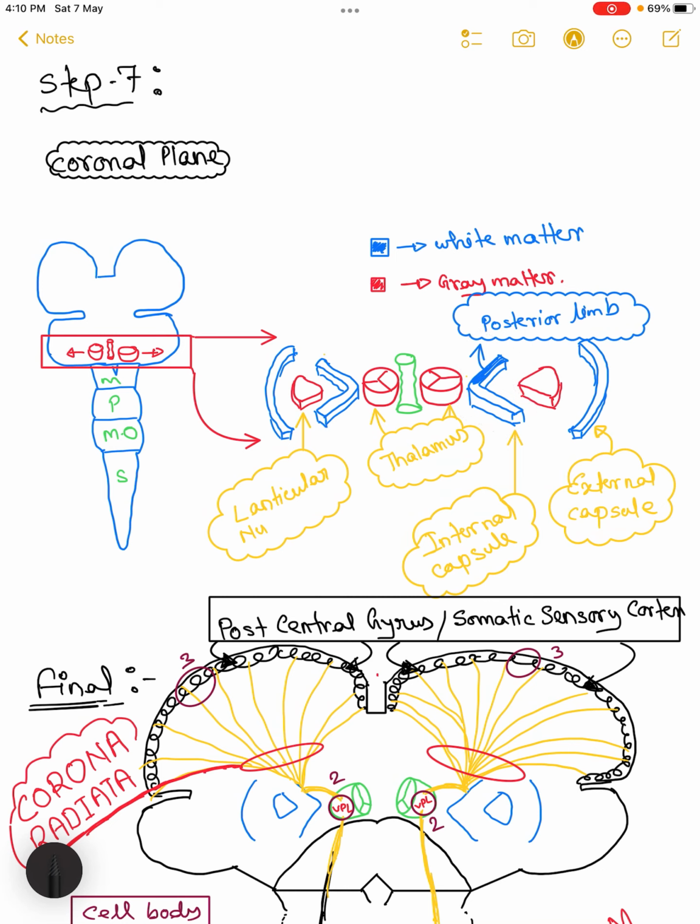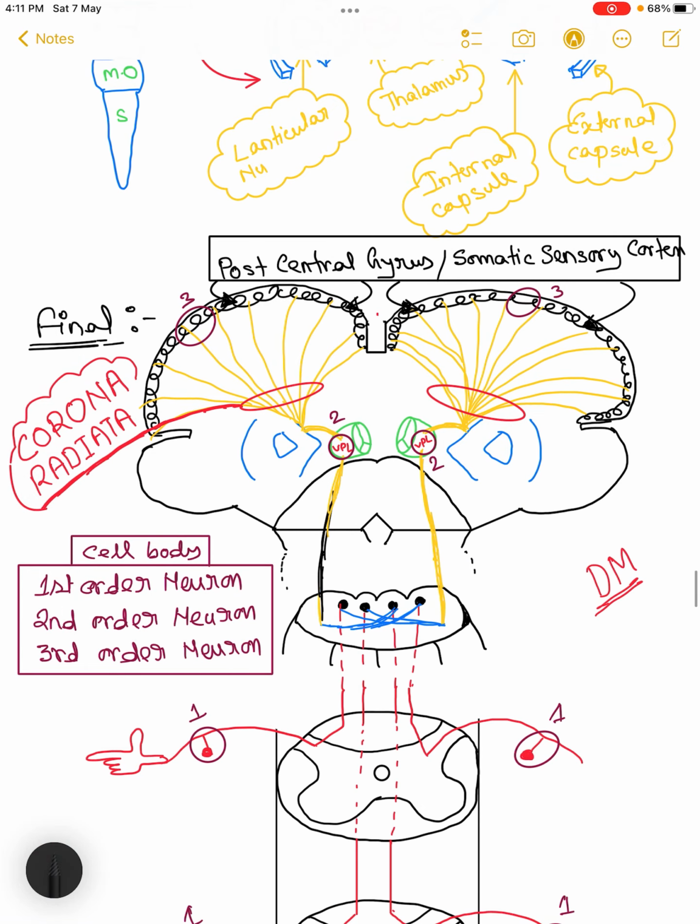Okay. Now if you focus on this internal capsule, you will find there are two limbs. Limbs means legs. The backward portion, which is posterior, is known as our posterior limb. If you got this, you can easily say what this limb is. This will be our anterior limb, right? Okay. Now we are going to our finale.